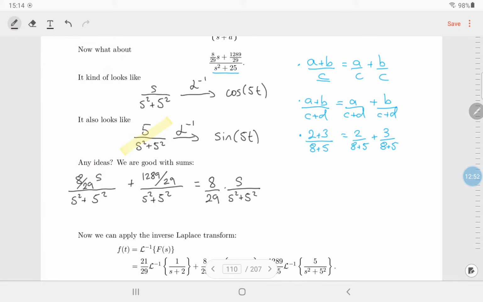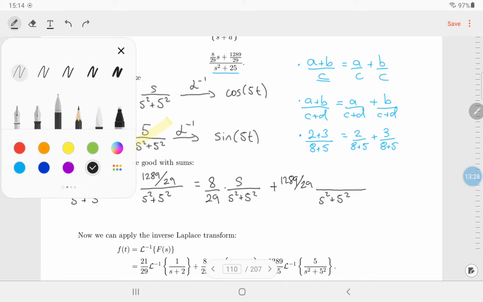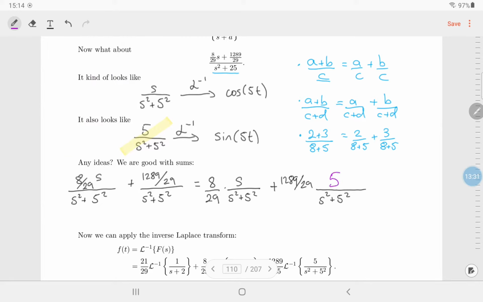We're not quite there. But what you can do is the following. You can take out the constant, the 1289. I'm going to write it as 1289 divided by 29, divided by s squared plus 5 squared. If you put a 1 here, I'm going to be getting rid of this in a second, but that's the same thing. Now, if you look at the thing that's highlighted, you need a 5 on top. You can't just chuck a 5 there. That's exceedingly dodgy. But that's what you want to do.